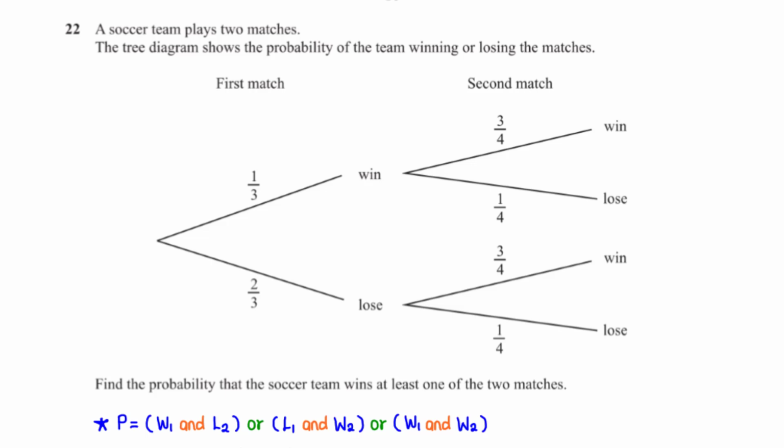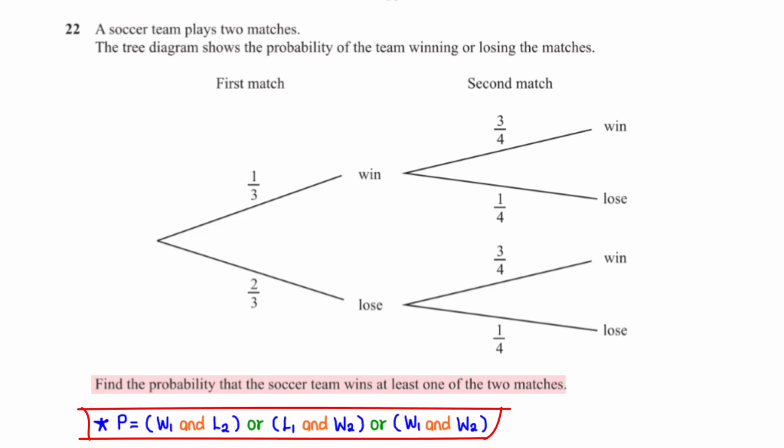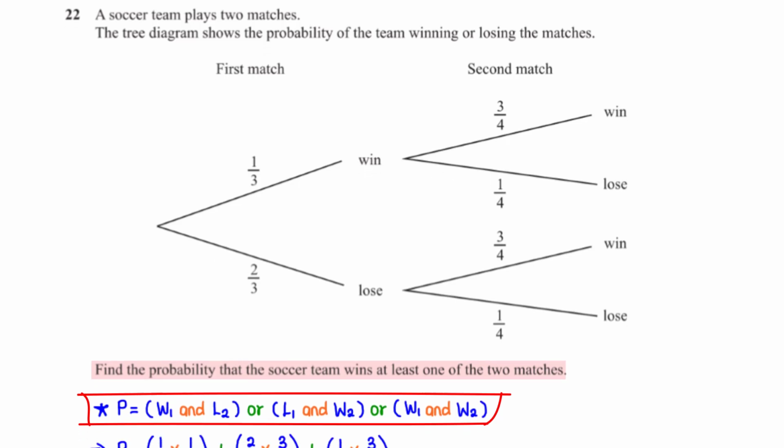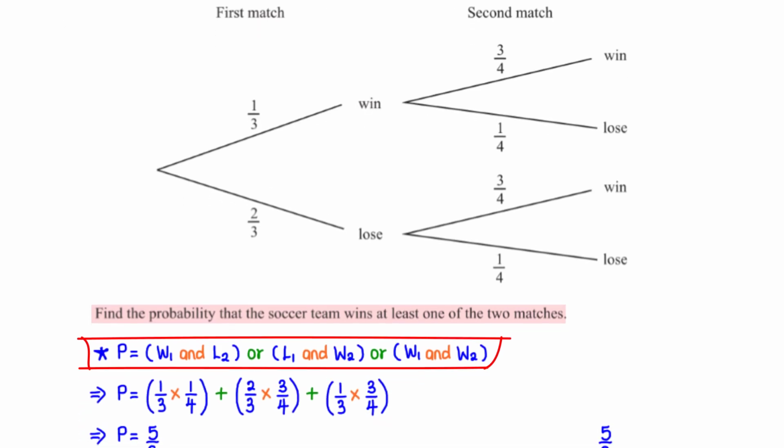A soccer team plays 2 matches. The tree diagram shows the probability of the team winning or losing the matches. Find the probability that the soccer team wins at least one of the 2 matches. There are 3 possible scenarios in this case. It's either they win the first match and lose the second match, or they lose the first match and win the second match, or they win the first match and win the second match.